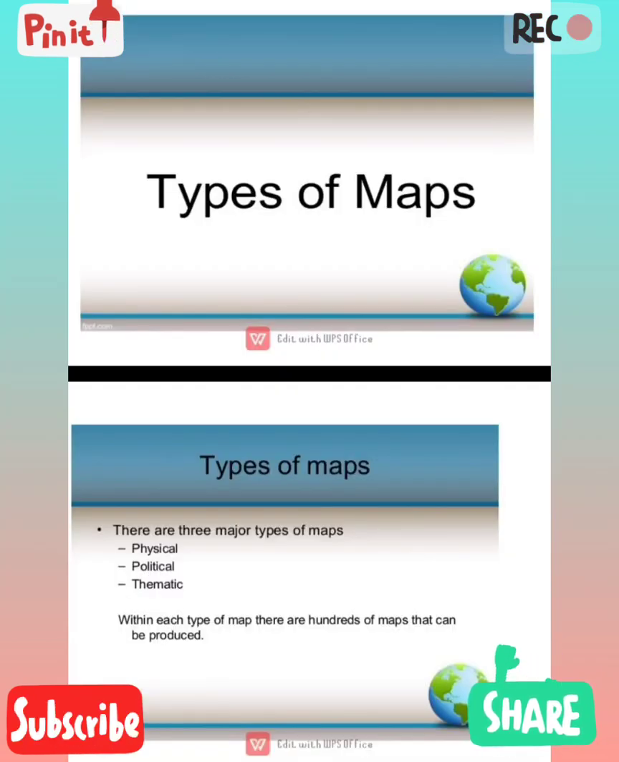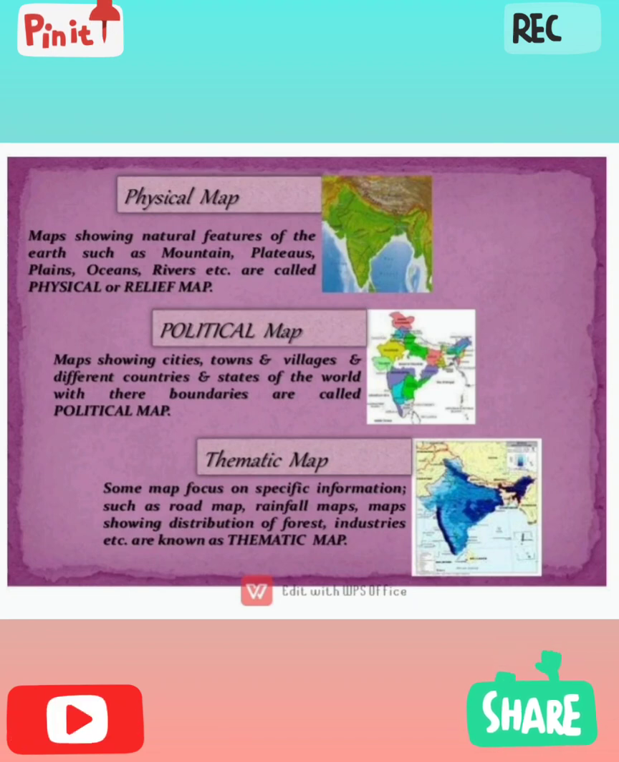Now we will talk about types of maps. There are three major types of maps. First is physical, second one is political, and third one is thematic. So the first one is the physical map. A map showing natural features of the earth such as mountains, plateaus, plains, oceans, rivers, etc. is known as a physical or relief map. The second one is the political map. A map showing cities, towns, villages, and different countries and states of the world with their boundaries is called a political map. And the last one is the thematic map. Some maps focus on specific information, such as a road map, a rainfall map, or a map showing distribution of forests, industries, etc. This is known as a thematic map.